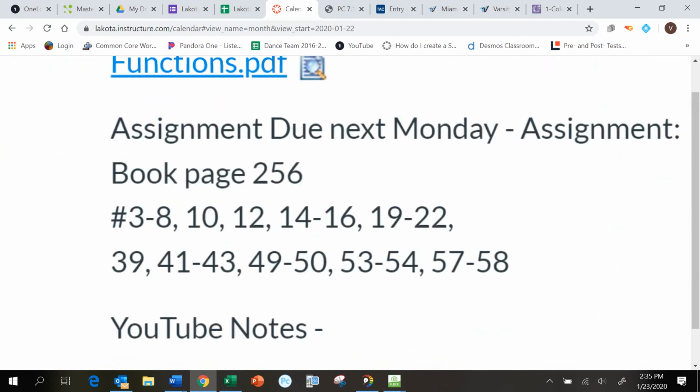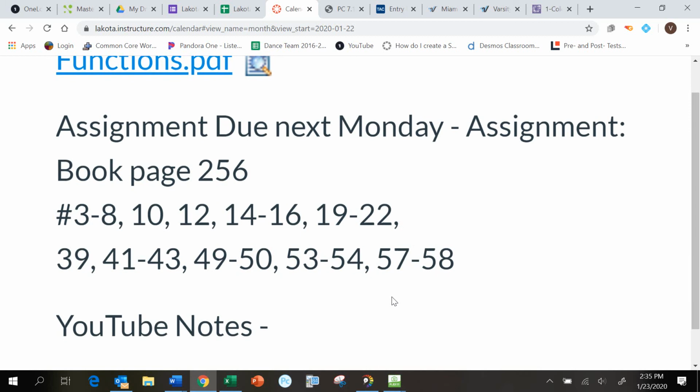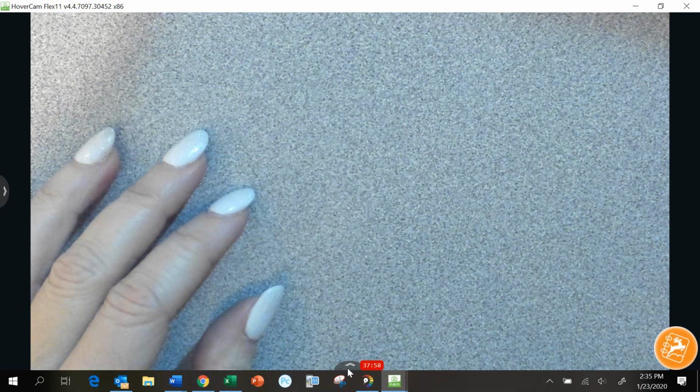Okay, I'm going to hand you some graph paper. The assignment is written on the board, but it is also on Canvas, and it is due tomorrow.